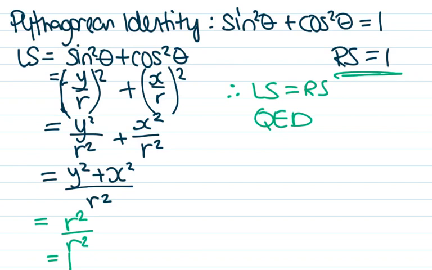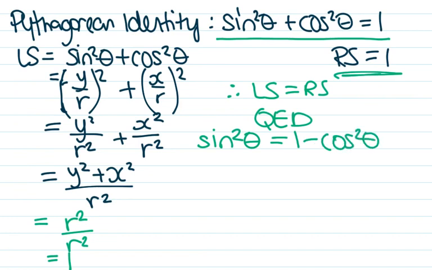Just a little note about the Pythagorean identity. It can be rearranged to isolate sine squared theta and cos squared theta. So sine squared theta plus cos squared theta equals 1, but also sine squared theta equals 1 minus cos squared theta, and cos squared theta equals 1 minus sine squared theta. So we can use any of these three in our homework. All right, now I'll show you how to use them.